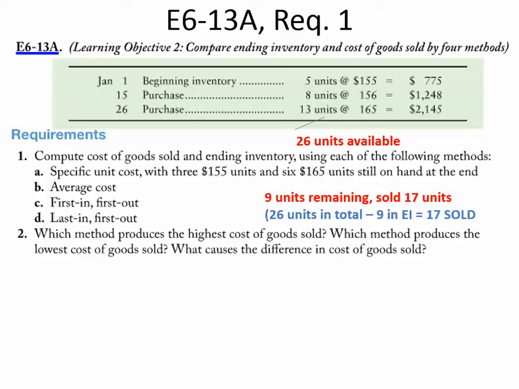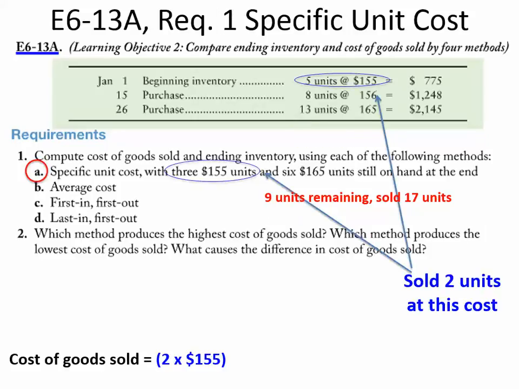Now let's jump right in to 1A. 1A says compute cost of goods sold and ending inventory using each of the following methods. I love specific unit cost because it tells us exactly what's there. So it told us that we sold... we have 3 of the $155 units left. We had 5. We have 3 left. That means we had to have sold 2 of them. If we had 5, we have 3 left. We have sold 2 units at this cost.